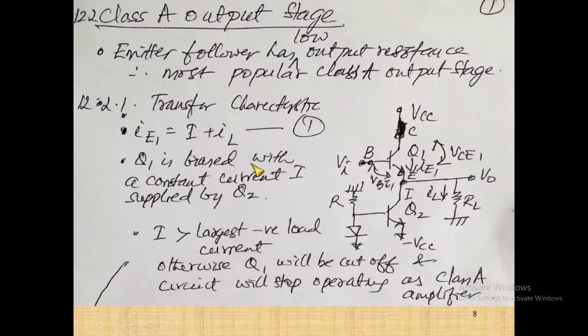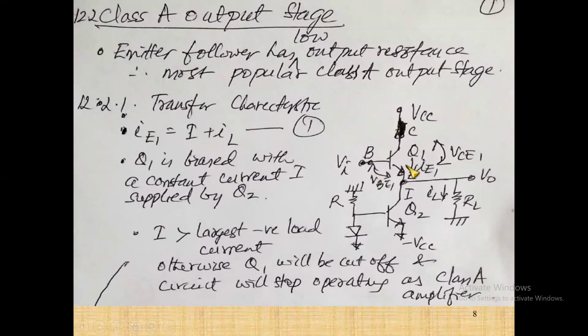So Q1 is biased with a constant current I supplied by Q2. This is a constant current source used for biasing purposes, and Q1 is biased with this constant current I. Now this I should be greater than the largest negative load current, because IE1 is equal to I plus IL. If we have some largest negative current, this value I should be more than that, because only then will we have a positive IE1, and when the positive IE1 is there, then only Q1 is conducting.